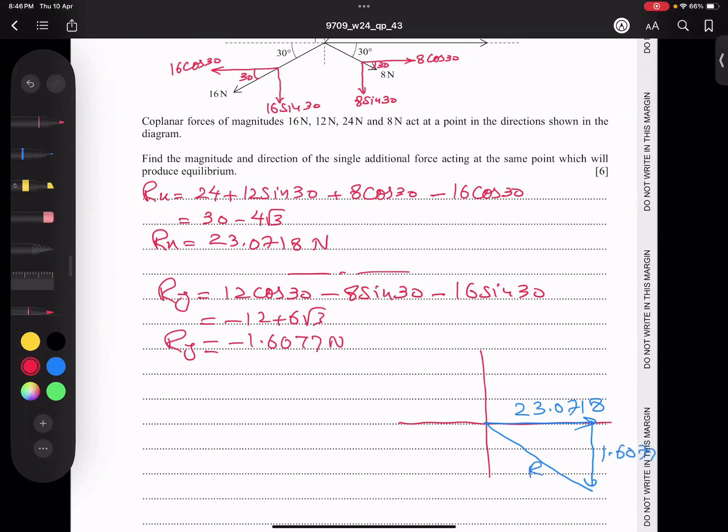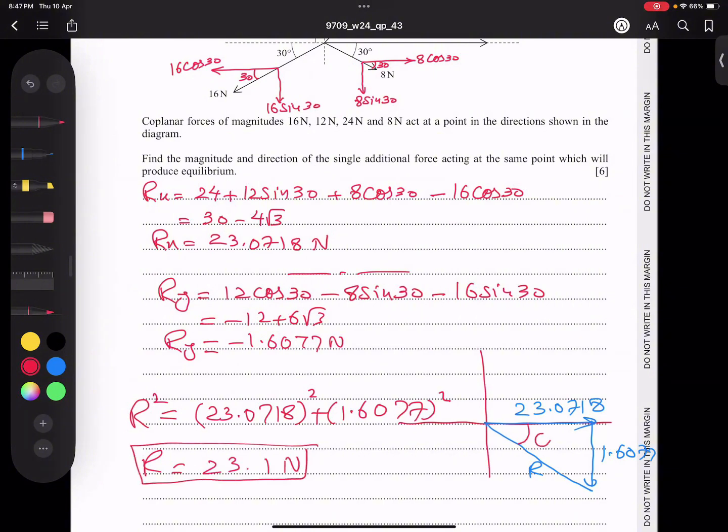So how to get this R? Pythagoras theorem, I will use it. R to the power 2 equals 23.0718 to the power 2 plus 1.6077 to the power 2, and take a root of this. And I got 23.1.